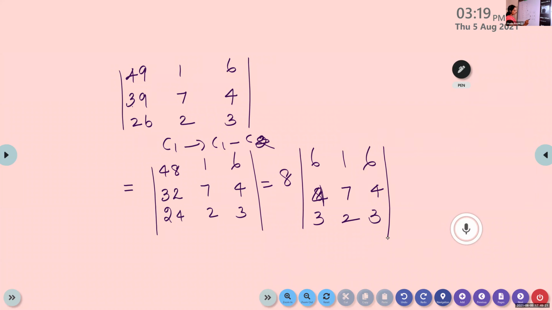Now look at here. Two columns are identical. So what is the value of the determinant? The value of the determinant is 0. Is it okay, children? Here C1 is equal to C3. Two columns or two rows are identical means the value will be 0.